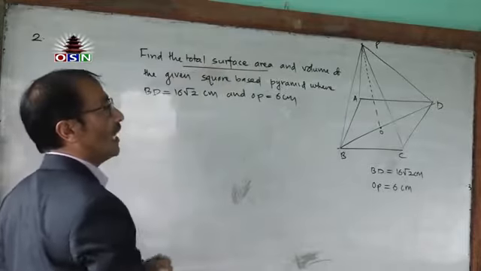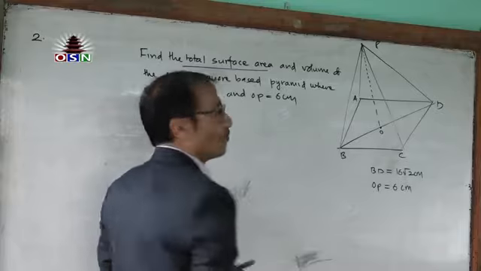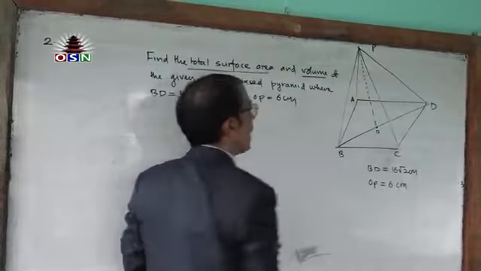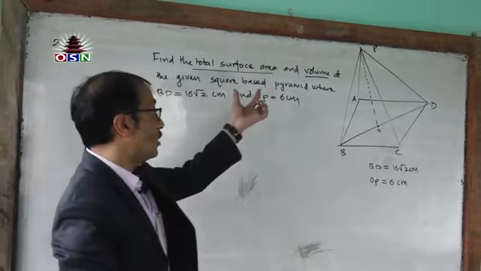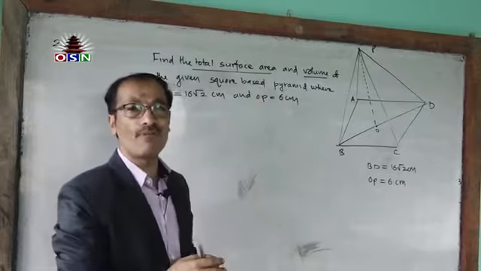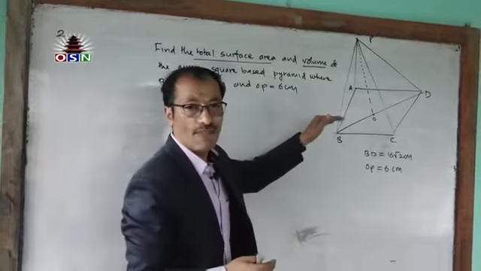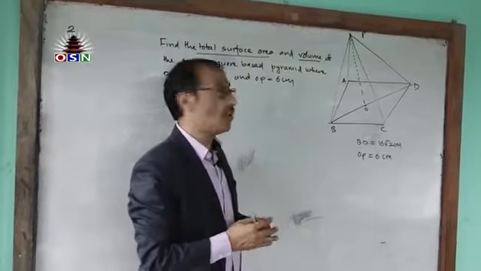It is said that you will have to find the total surface area of the pyramid, and the next thing, the volume of this pyramid. So you will have to find these two things, and you will have to remember some of the formulas related to it. Before solving, you need to break down this figure, and it makes it easier.